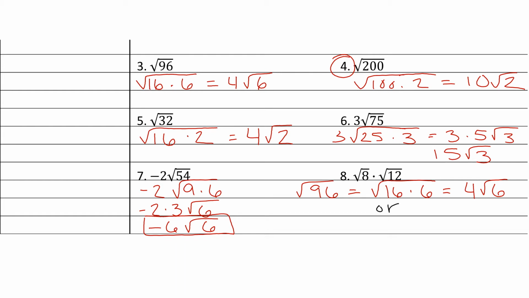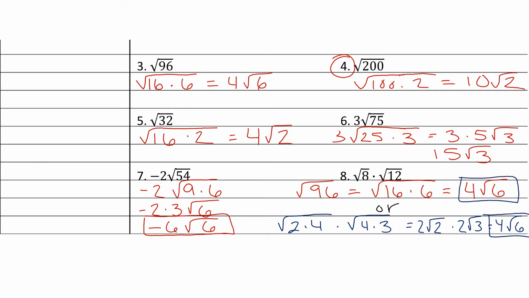Or we can break apart the 2 factors beforehand. So I can break apart 8 into 2 times 4 and 12 into 4 times 3 and get 2 square root 2 times 2 square root 3, then multiply the numbers out front and get 4, and multiply the numbers on the inside and get 6. The bottom way takes more time, I guess, more writing. However, you're working with smaller numbers, so it's a little bit easier.